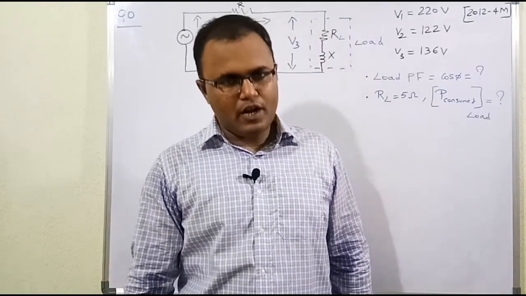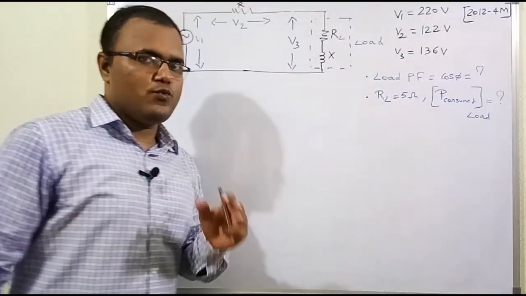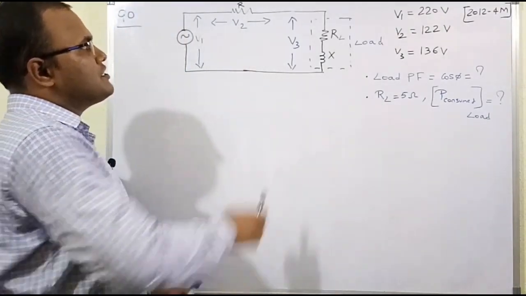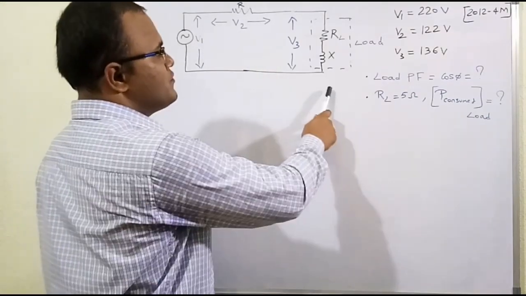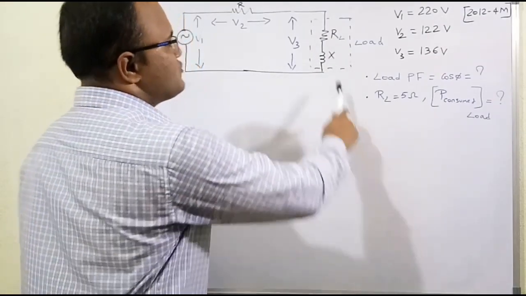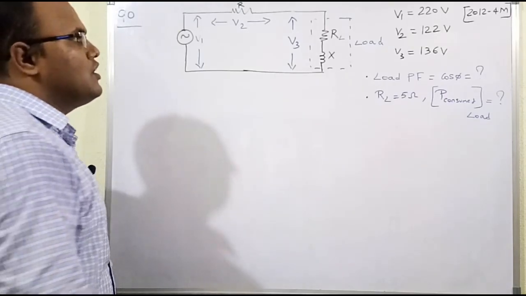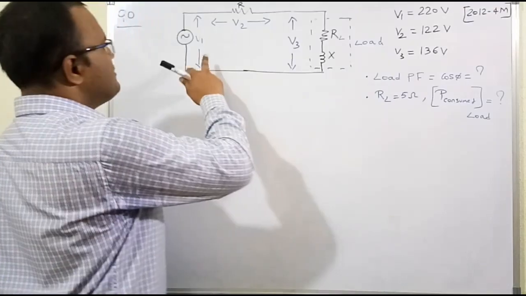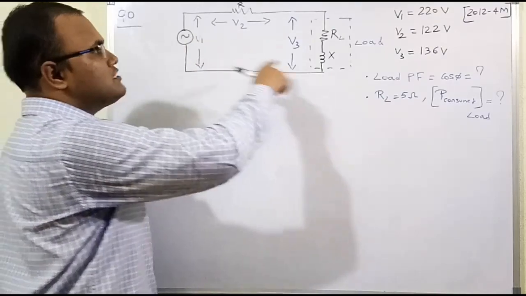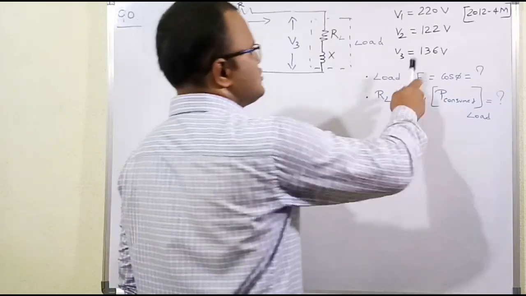After solving the previous problem, now let's move forward to the last numerical of this lecture, which is number 90. This numerical has a very interesting concept, so listen carefully. In this there is a resistor R and there is a load which is an inductive load, which has a resistor and an inductor. The resistance value is RL and the inductance value is X, and we have connected some AC source to this circuit. They have given that the voltage reading across the source is 220 volt, the voltage reading across R is 122 volt, and the voltage V3 across the load is 136 volt.